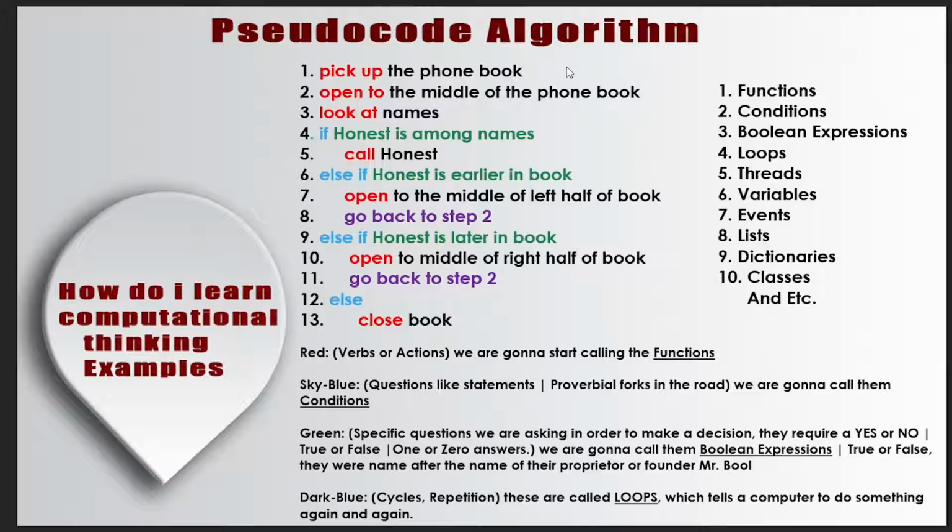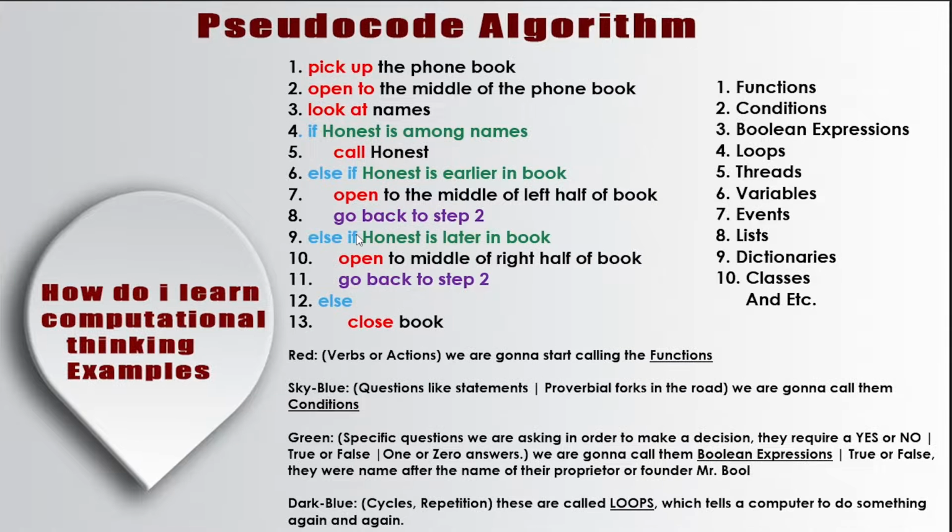All right. Now we come to an example of pseudocode. Pseudocode algorithm, we are continuing, and in this regard we are talking about examples of pseudocode. How do I learn computational thinking? An example of a pseudocode algorithm. Now we want to give an example, going back to the example of the book which contains phone numbers, the phone directory, the hard copy.